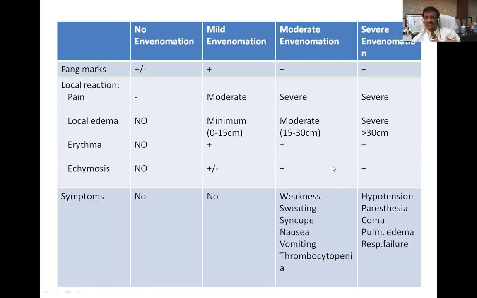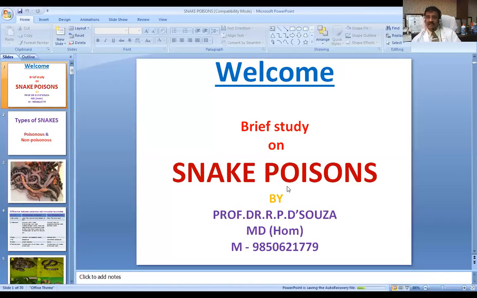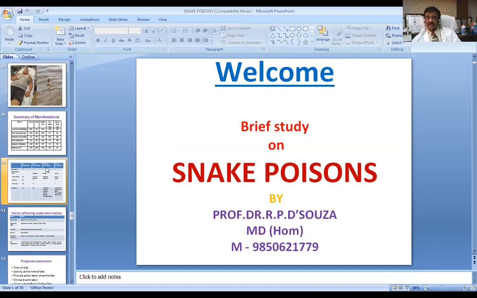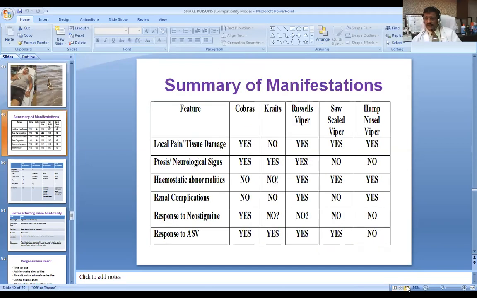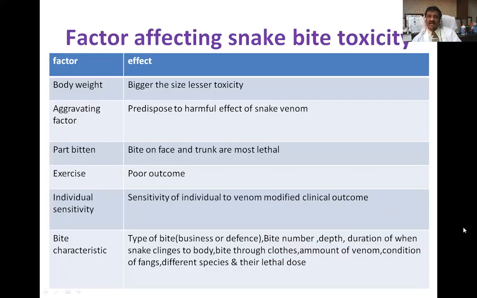Fang marks are found in every type, but in severe envenomation you will find all the symptoms, including hypotension, paresthesia, coma, pulmonary edema, and respiratory failure, and eventually death. And there are some factors which affect snake bite toxicity. Those factors are body weight, aggravating factor, part which is bitten, exercise, individual sensitivity, and bite characteristics.